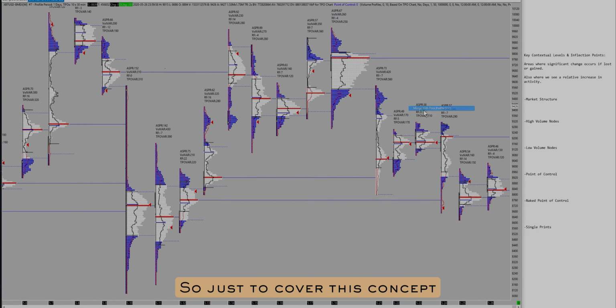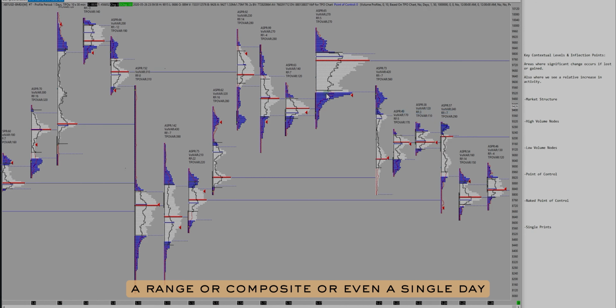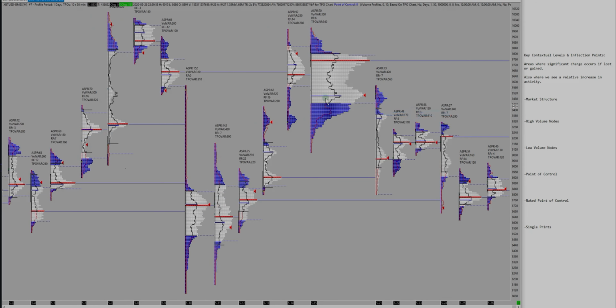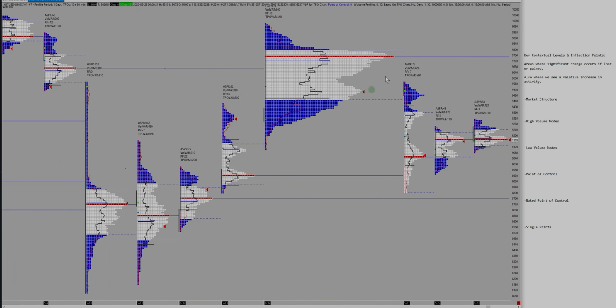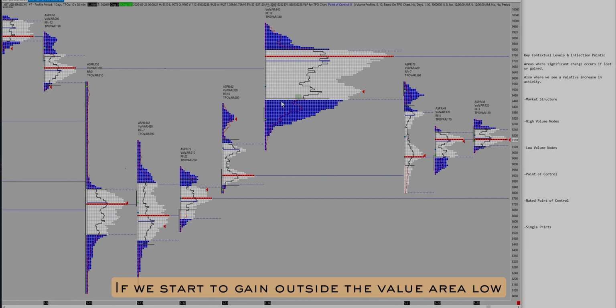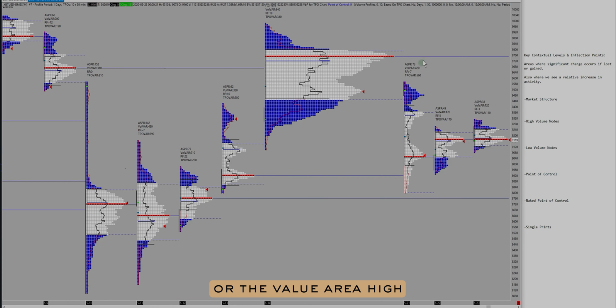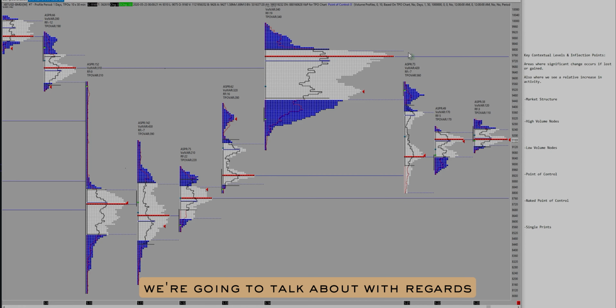so just to cover this concept, if we consider a range or a composite or even a single day, the value area of that day is established as the significant area within the structure, right, where 70% of the trade was facilitated. If we start to gain outside the value area low or the value area high, this goes into one of the things we're going to talk about with regards to breaking out of value. This represents that significant change is underway, right? So if we see that 70% of the volume was transacted here, and that there was not much volume transacted below it, in this case we have a structure that's pretty evenly distributed, but if we had a more imbalanced structure, it would make a lot more sense.